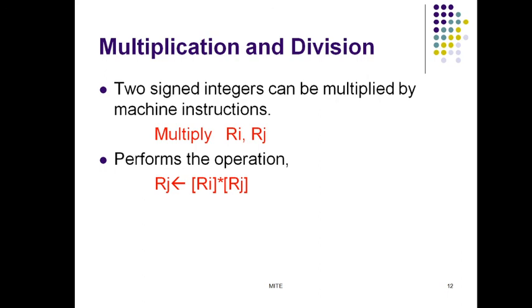This is sufficient if it is known that all the products in some particular application task will fit into n bits. To accommodate the general 2n-bit product case, some processors produce the product in two registers, usually the adjacent registers Rj and Rj plus 1, with the high-order half being placed in the register R of j plus 1.